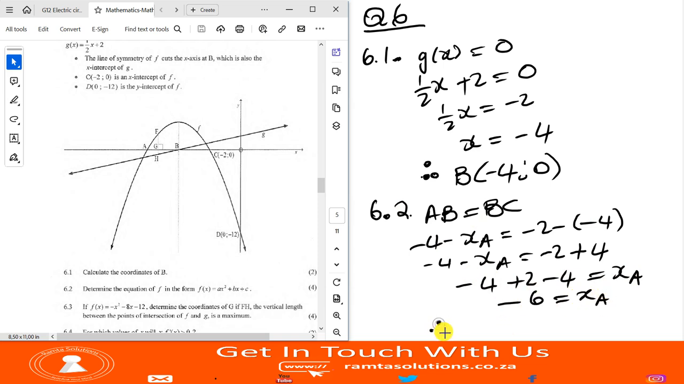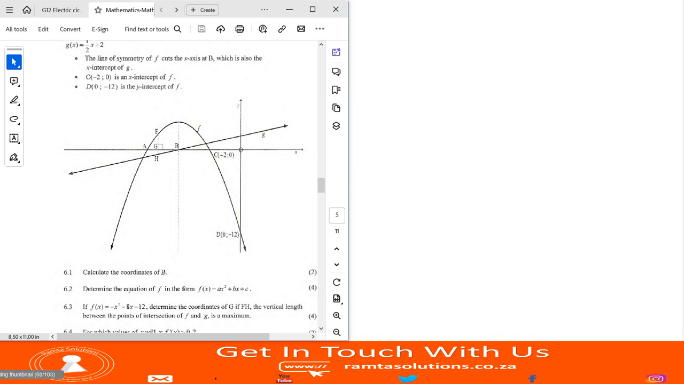Therefore, we can say A has coordinates (-6, 0), because it is on the x-axis. Okay, it is an x-intercept. So we have the x-intercepts of the parabola. We can basically now find the equation. We have the x-intercepts and another point. Let's go. So what is this?